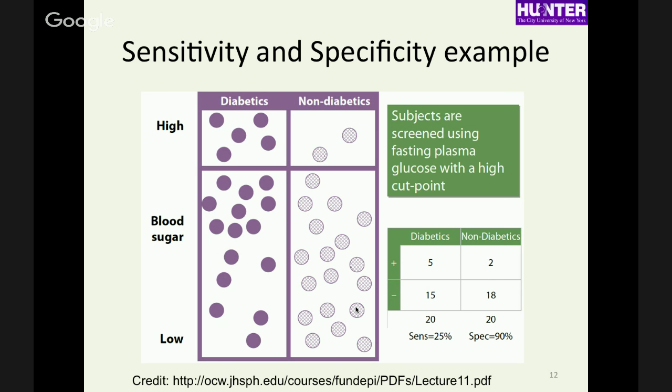So that is the sensitivity specificity trade-off in screening tests, in that for a given test, you have to choose your level of sensitivity and specificity. But you can't improve both without getting a better test, but you can make that trade-off.